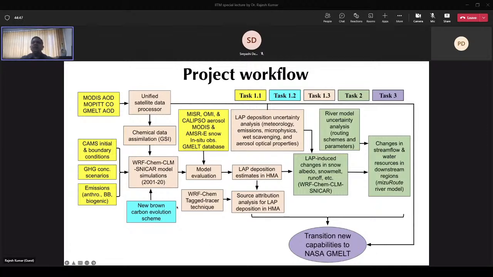All right, so in today's presentation, I'm going to mostly focus on the implementation of the brown carbon evolution scheme, the WRF-Chem tag tracer technique, and some advantages of the chemical data assimilation system.